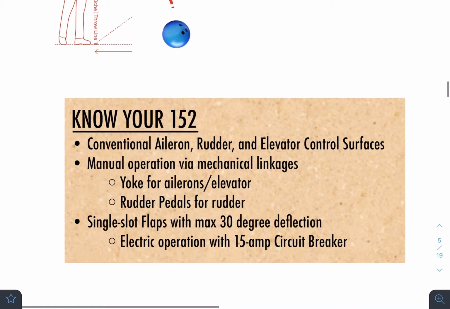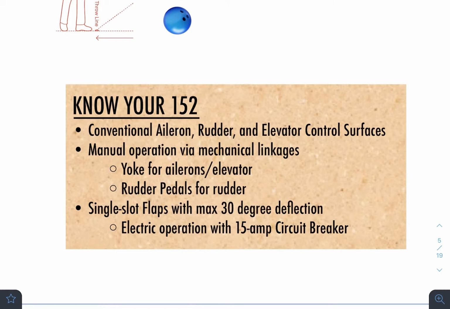Now, before we go into it specifically, we will have the Know Your 152 section, which dives into what the POH specifically says. And as far as the check ride is concerned, these are things that I expect the DPE to be asking you, and you better be familiar with this if you want to pass the systems section.